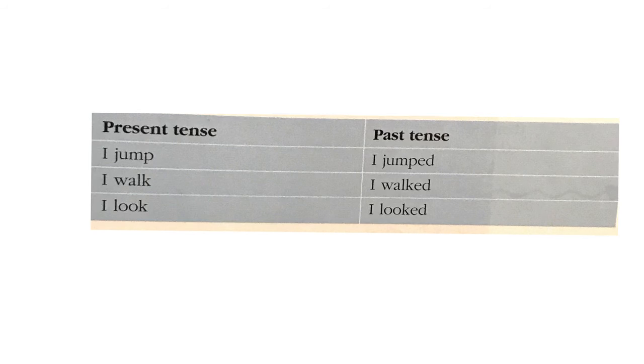So here are some examples of how you can change verbs from present tense to past tense. In most cases, you can just add ed. So if you see an ed at the end of a verb, that's automatically been put into past tense. I jump changes to I jumped. I walk changes to I walked. And I look changes to I looked.